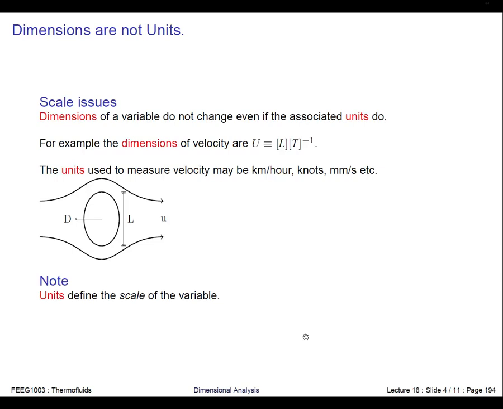So dimensions are not scales. Dimensions tell you what the variable is, and the units tell you how much of it there is. If I draw this little sketch, I've got an object with a certain length scale, a length dimension, and it's got a flow going over it, and there's a certain drag on it. But I don't know how big this thing is. This could be a micron, or this could be a meter, and there's no scale associated with this.